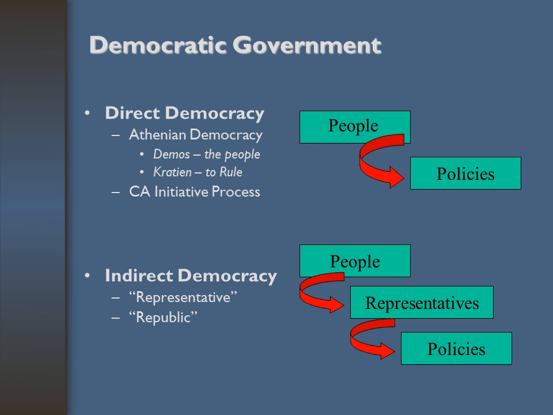Alright, shifting our attention here to democratic government, there are two types of democratic governments I want you to know: direct democracy and indirect democracy. Hint, hint on both of these. In fact, you'll find out that we here in California actually have both.